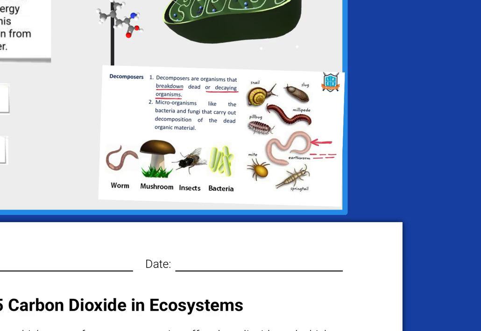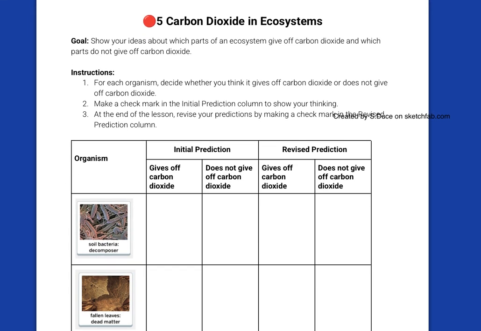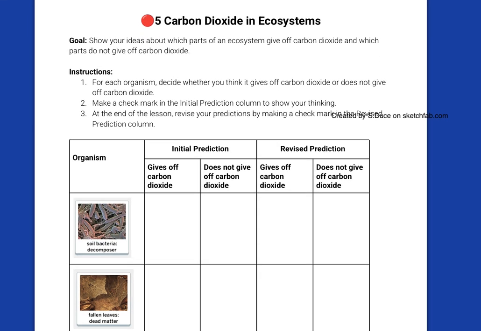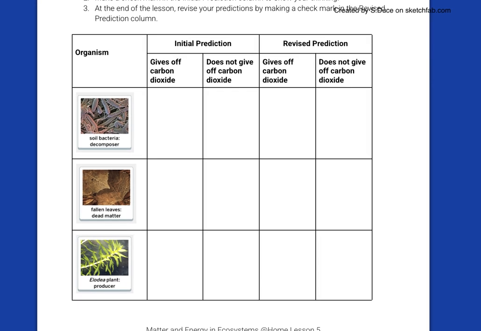All right, so today's lesson is all about carbon dioxide in ecosystems. Okay? And what we're going to do here is you're going to show which parts of an ecosystem give off carbon dioxide, so into the atmosphere, and which ones do not. So you're going to make a prediction first. Okay?